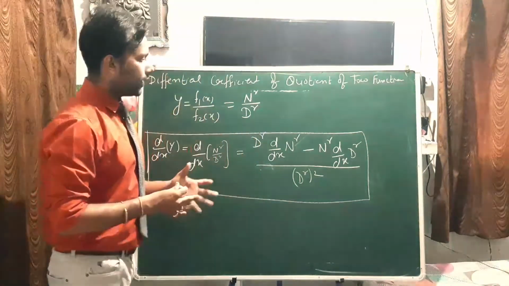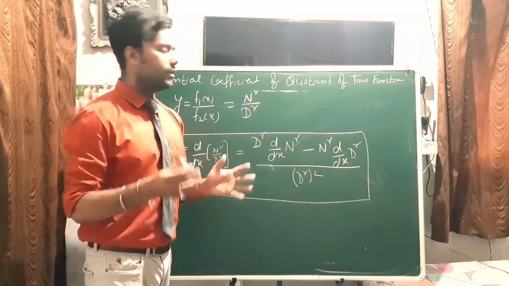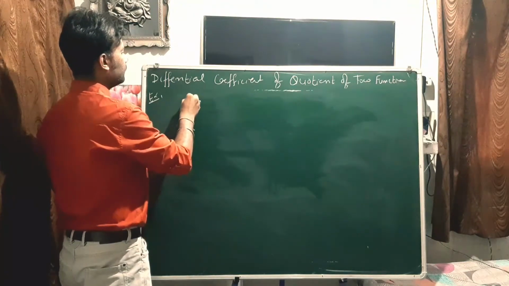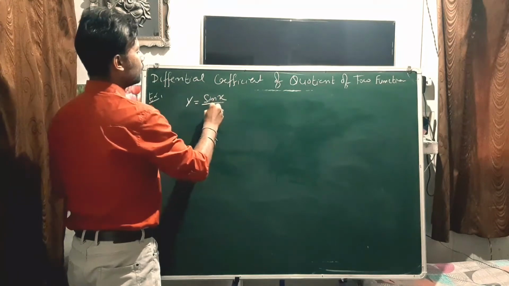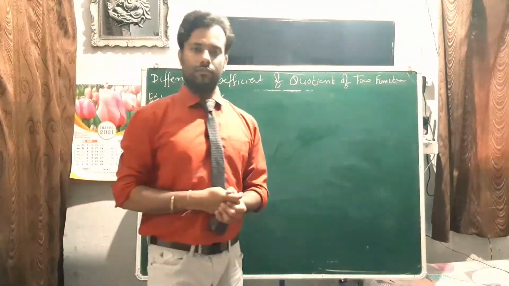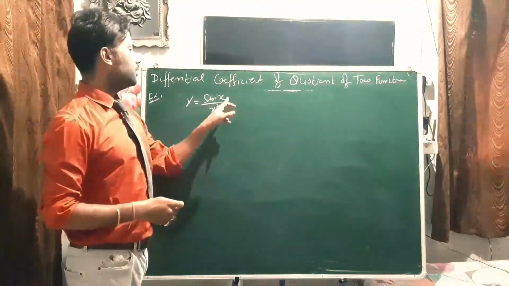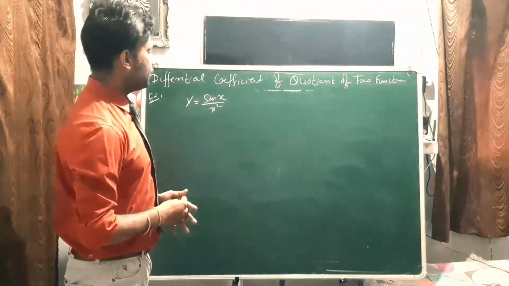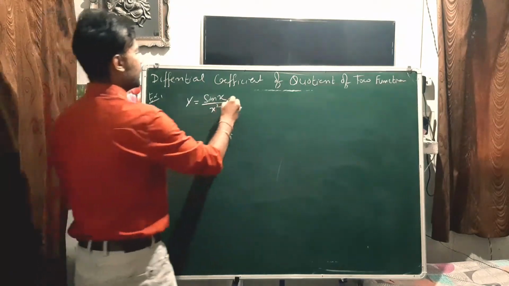So let's apply the formula and check out one example so that it will be clear how to apply this formula. Let's say y is equal to sin x upon x square. So we have two different functions, one trigonometrical function and another an algebraic function. We have to find the value of dy by dx.